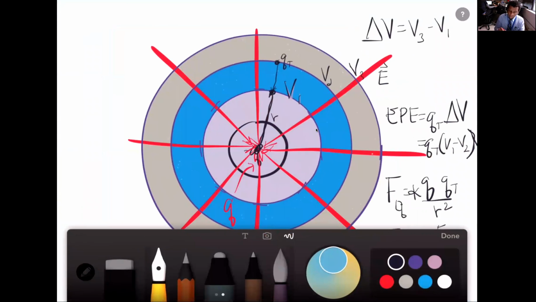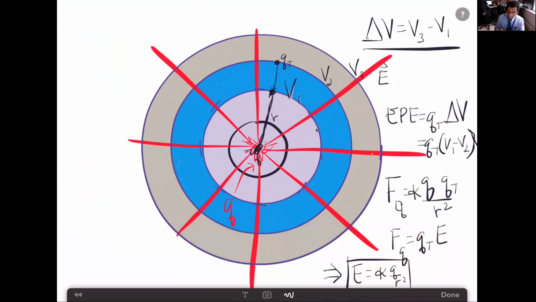So we have potential, electric field, electric potential energy, and force. Okay, so let's see. I want you guys to know that potential difference is going to be measured in volts. So when you think about volts on a battery, you could think about this potential difference. All right, so those are the units that we are going to use.